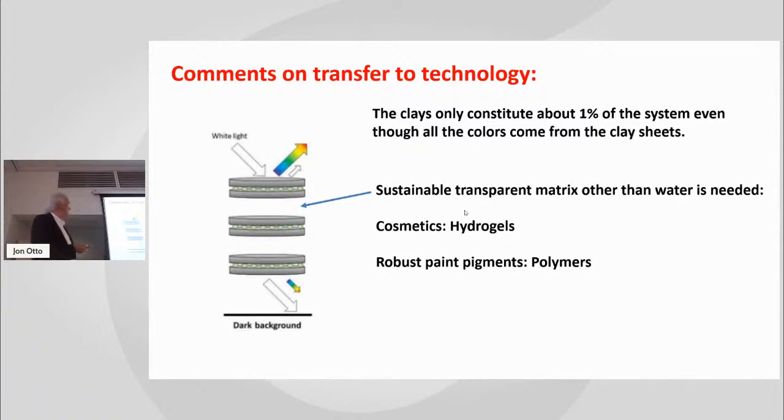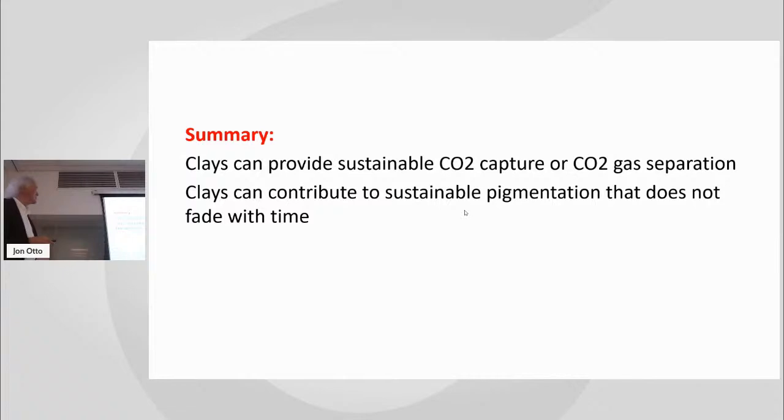In this matrix, if the application is cosmetics, it can be something soft, where not such a very long lifetime is needed. If you're going to paint your house, it's going to last 100 years, you need something more hard, rigid, like polymers. So that's where we are now. We are trying to figure out which is the best matrix to put in here. If you can solve that, we will be rich. So that's the status of that.